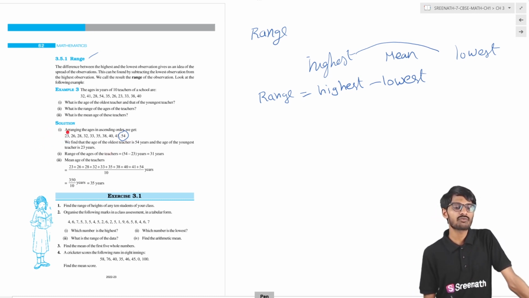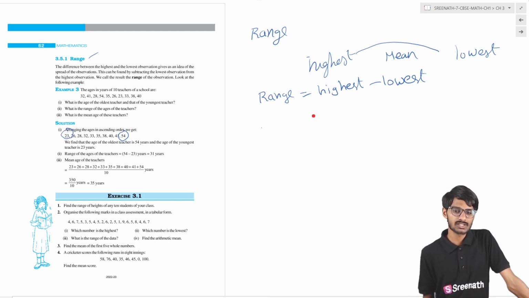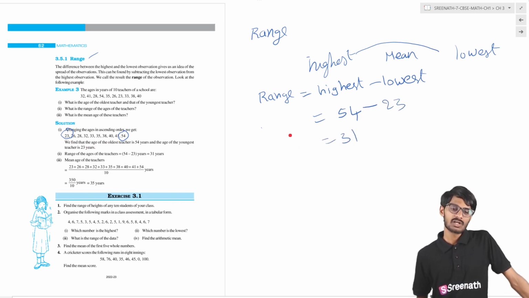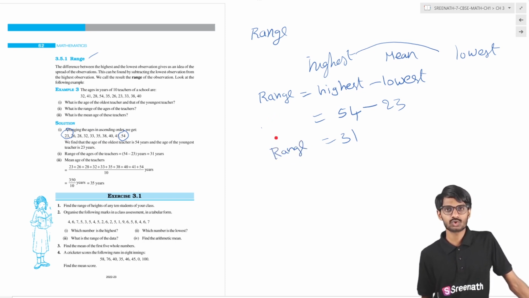Okay students, once we have found the highest and lowest, if you want to find the range, that is the oldest teacher minus the youngest teacher. The age of the oldest teacher is 54 and the age of the youngest teacher is 23. Subtracting, we get 31 years. So the range is 31 years, the difference from highest to lowest.